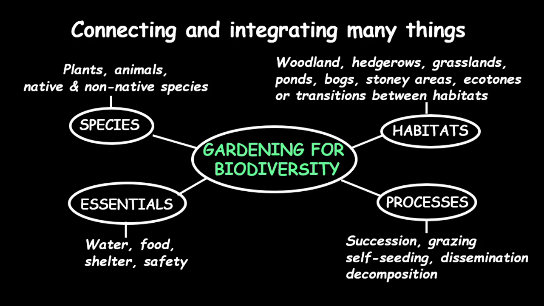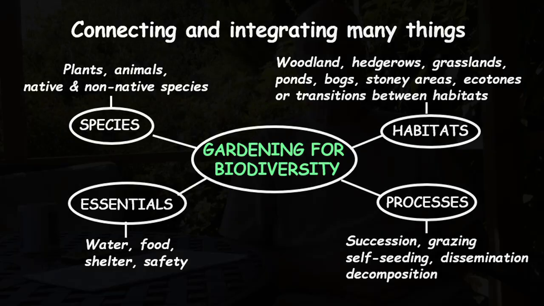And finally, and probably the most unique thing in our thinking process, is that we're thinking about natural processes. So we're thinking about natural succession, grazing, self-seeding and natural decomposition within the garden. So how do we manage our garden for species? What criteria do we think of when we're thinking of species within our garden system?